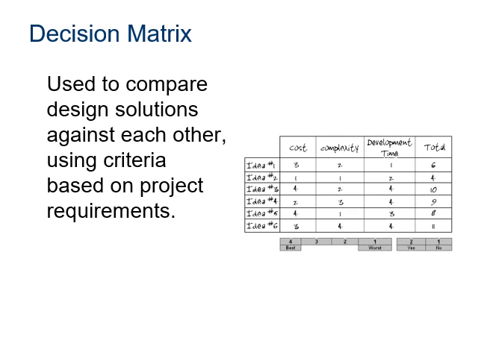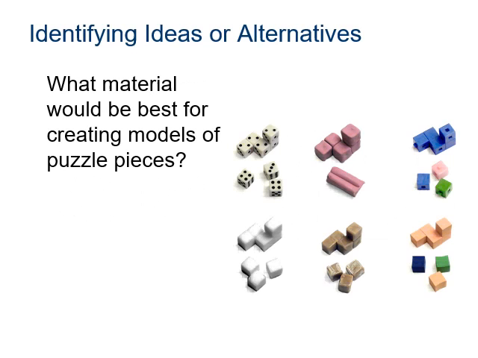Good afternoon. Today's lesson is on decision matrix. A decision matrix is used to compare design solutions against each other using criteria based on project requirements. A decision matrix could be used to decide what type of option would be best to use to set up a prototype puzzle cube, similar to the puzzle cubes that I showed you earlier in the year.